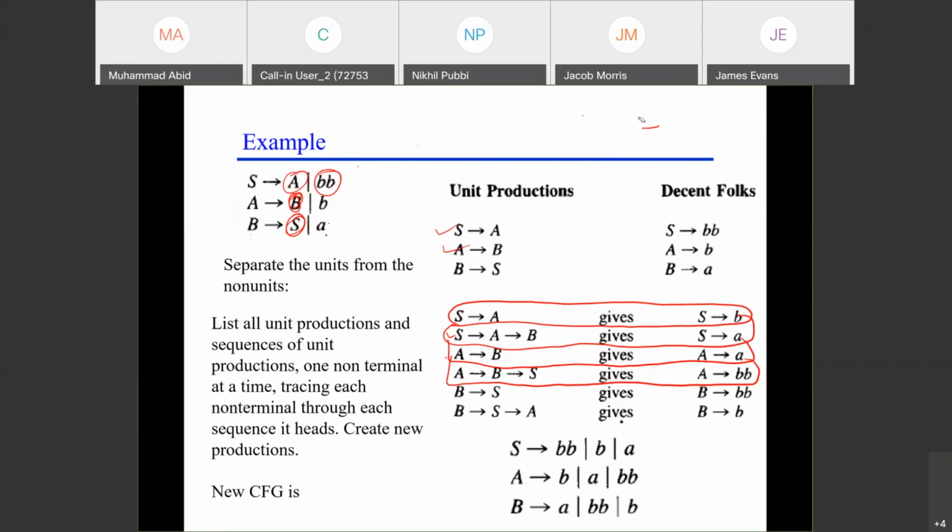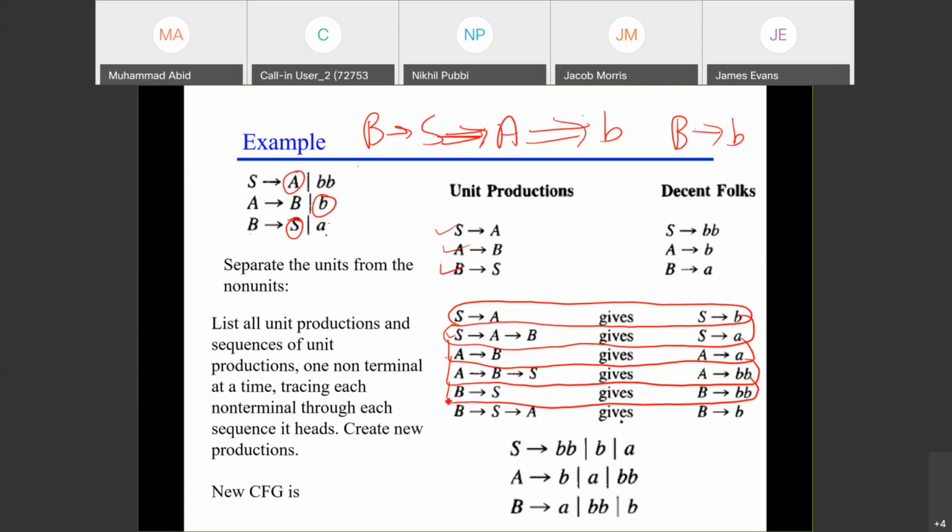So now we pick another production rule. B can be replaced by S and S can be replaced by BB. It means B can be replaced by BB. So look at this one. And now we will see what else we can do. B can be replaced by S, S can be replaced by A, A can be replaced by small b. It means B can be replaced by small b. Look at this. We can continue this.